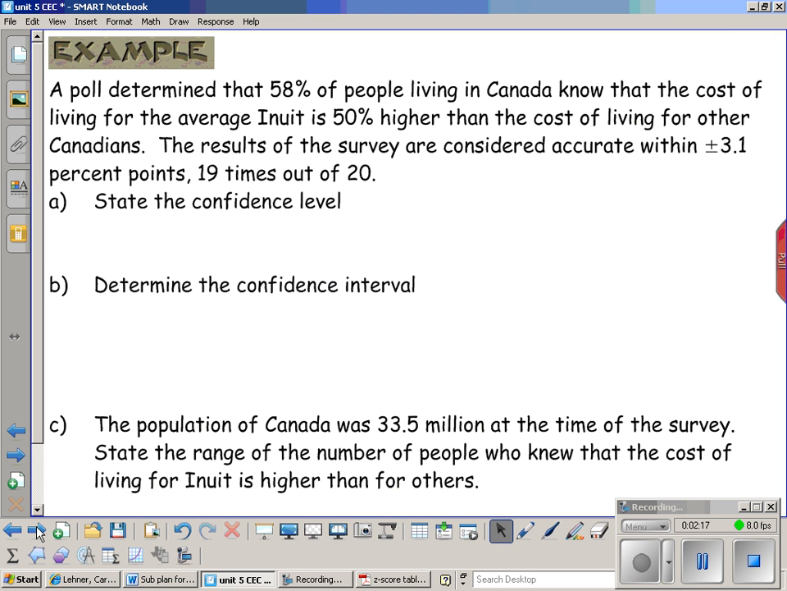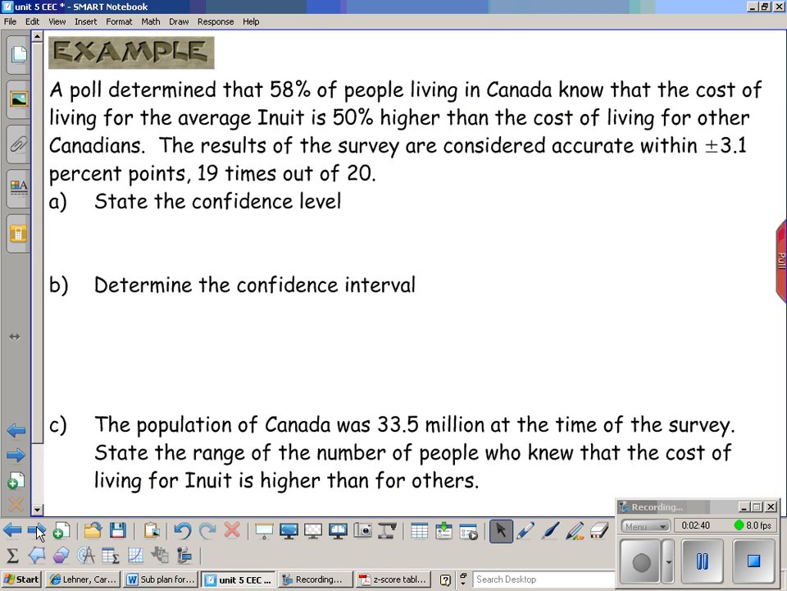So here's an example. A poll determined that 58% of people living in Canada know that the cost of living for the average Inuit is 50% higher than the cost of living for other Canadians. The results of this survey are considered accurate within plus or minus 3.1 percentage points, 19 times out of 20.